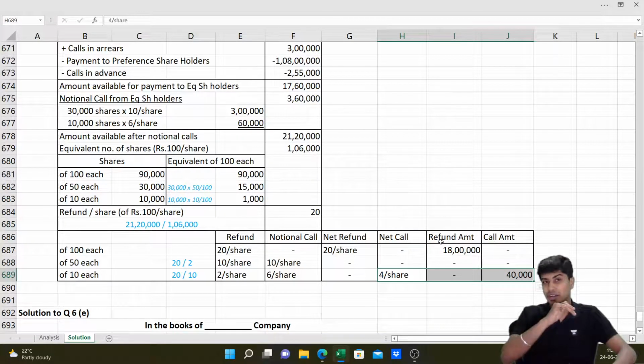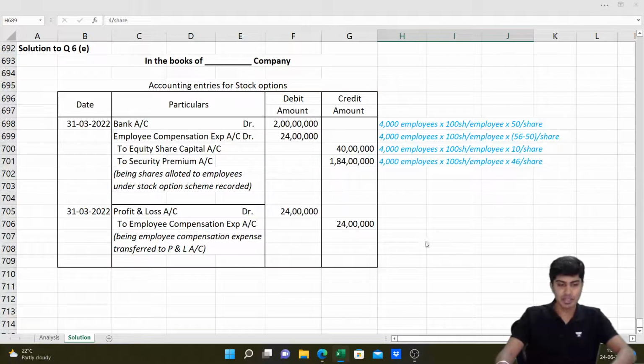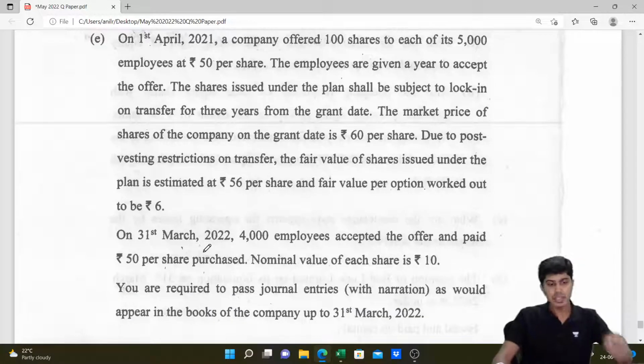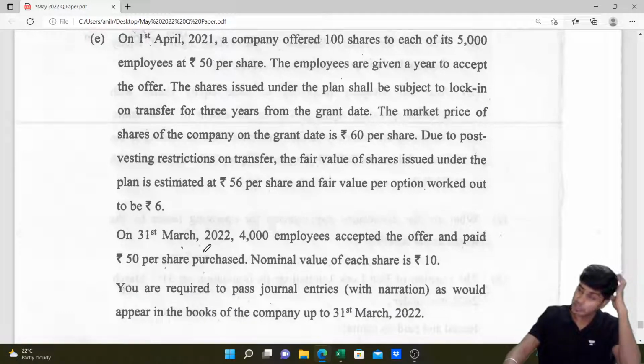Frankly speaking, by this we are done with 120 marks. We'll do one last question for 125th mark. A very easy, teeny tiny, small one. This question is from Employee Stock Option Plan, ESOP.